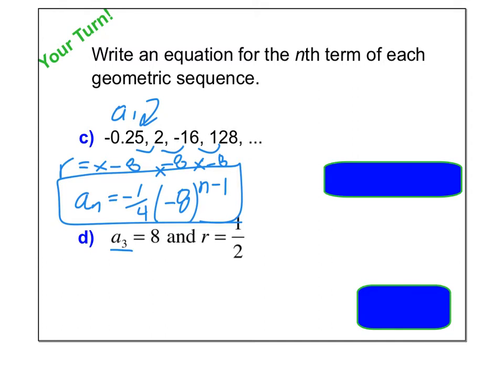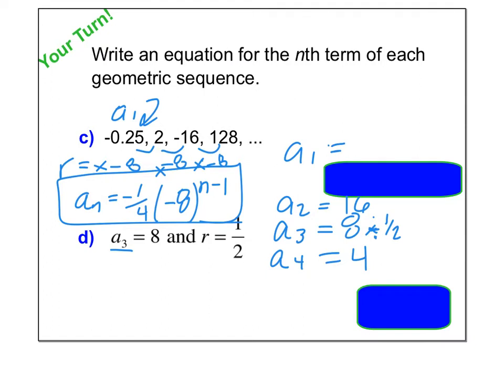Part D, we're given the third term of the sequence. And we know that the common ratio is 1/2. Well, if I go from a sub 3 equals 8, then I know to get to a sub 4, I would have to multiply 8 by 1/2. Well, 8 times 1/2 is equal to 4. So if I take this logic and work my way backwards, I can say that dividing by 1/2 would give me a sub 2. 8 divided by 1/2 would give me 16. And a sub 1 would give me 16 divided by 1/2, which is 32.